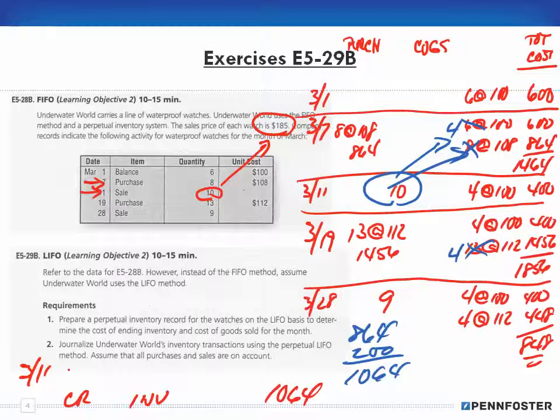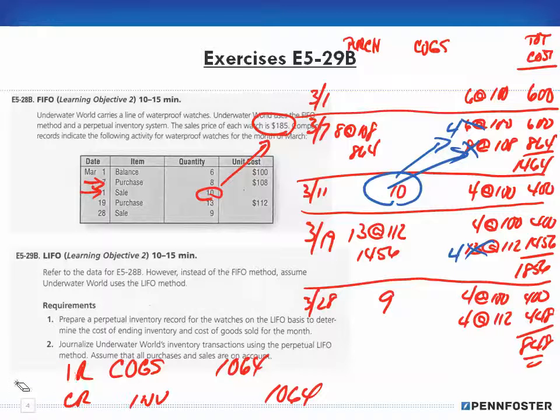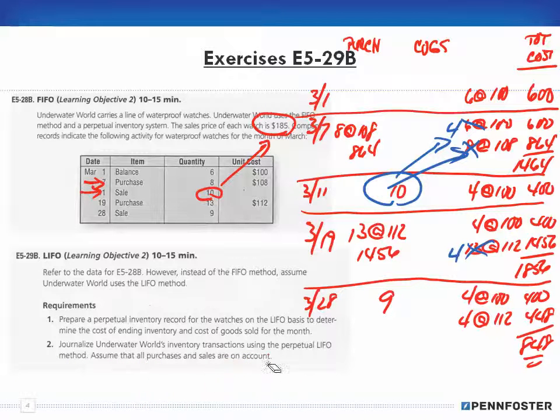And of course, since we're taking it out of inventory and debits have to equal credits, we'll debit something else. Where are we putting that? We're putting that in cost of goods sold for 1,064. Okay, so that's the second half of that entry for 3.11. And remember, whenever you make a sale, you have to take it out of inventory.